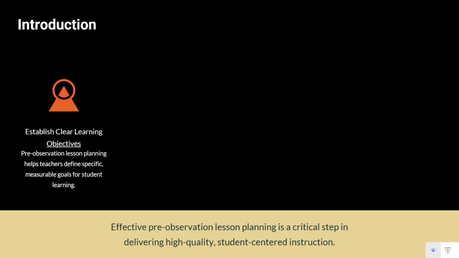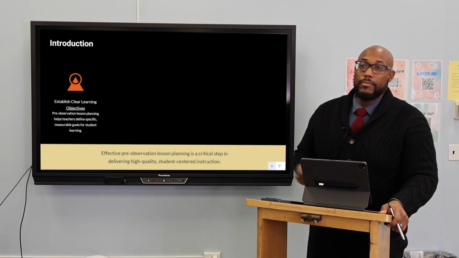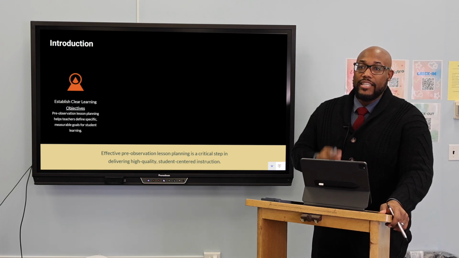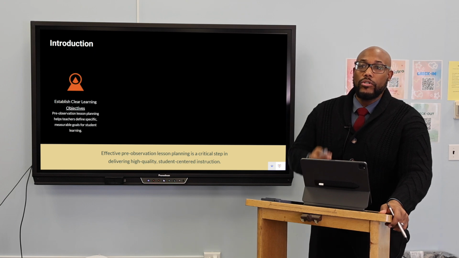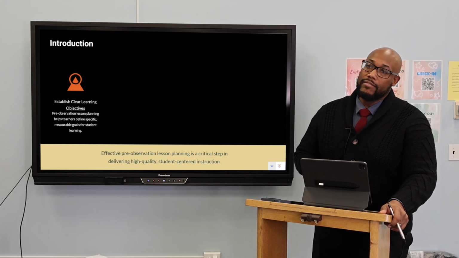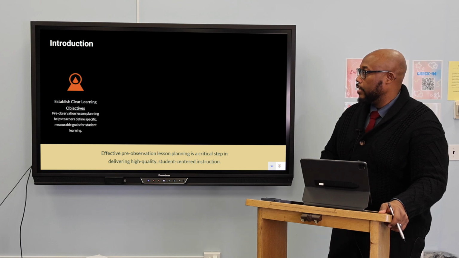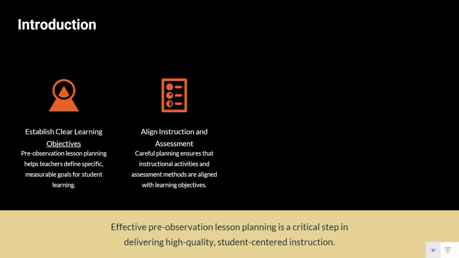The first point is to establish clear learning objectives. The pre-observation lesson planning helps teachers define specific, measurable goals for students to learn. Now, I know that objectives can be a catchphrase that gets on the nerves of teachers. Sometimes it's pitched as if you have a great objective, then everything is going to be great. For you, as an educator, it's a roadmap to get to the goal and your desired outcome at the end of the class. So you want to have very clear learning objectives in your classroom.